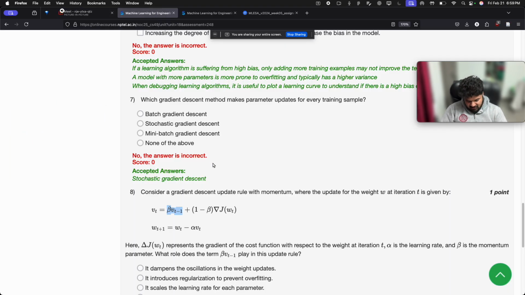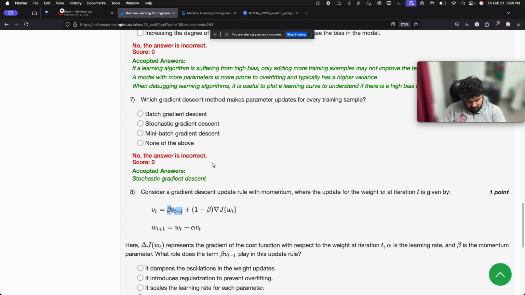Initially, say last epoch I computed some gradient. Let me write that gradient as delta J old. Now my new gradient is delta J new. Correct? So after applying momentum, my new gradient will be some beta times delta J old plus 1 minus beta times delta J new.